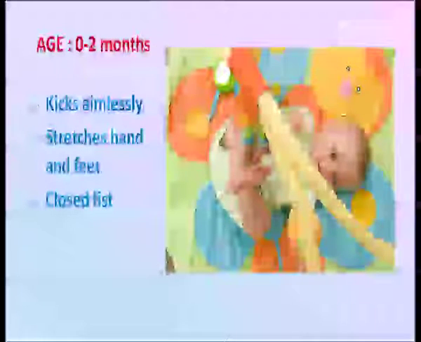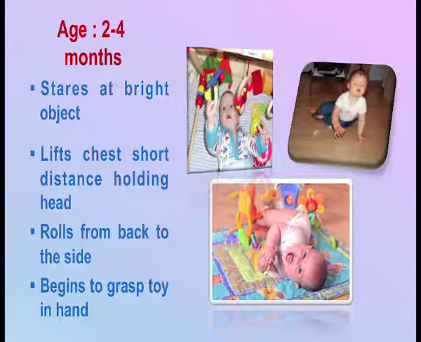Now see the motor development at the age of 0 to 2 months. And this is a very crucial stage. We have to be really very careful how the motor development takes place in this age group. Here the child kicks aimlessly, stretches hands and feet and has a closed fist. At the age of 2 to 4 months, you will find a little more development in the motor activities of the child. He or she stares at bright objects, lifts chest, holds head for a short distance, rolls from back to the side and begins to grasp a toy in the hand.